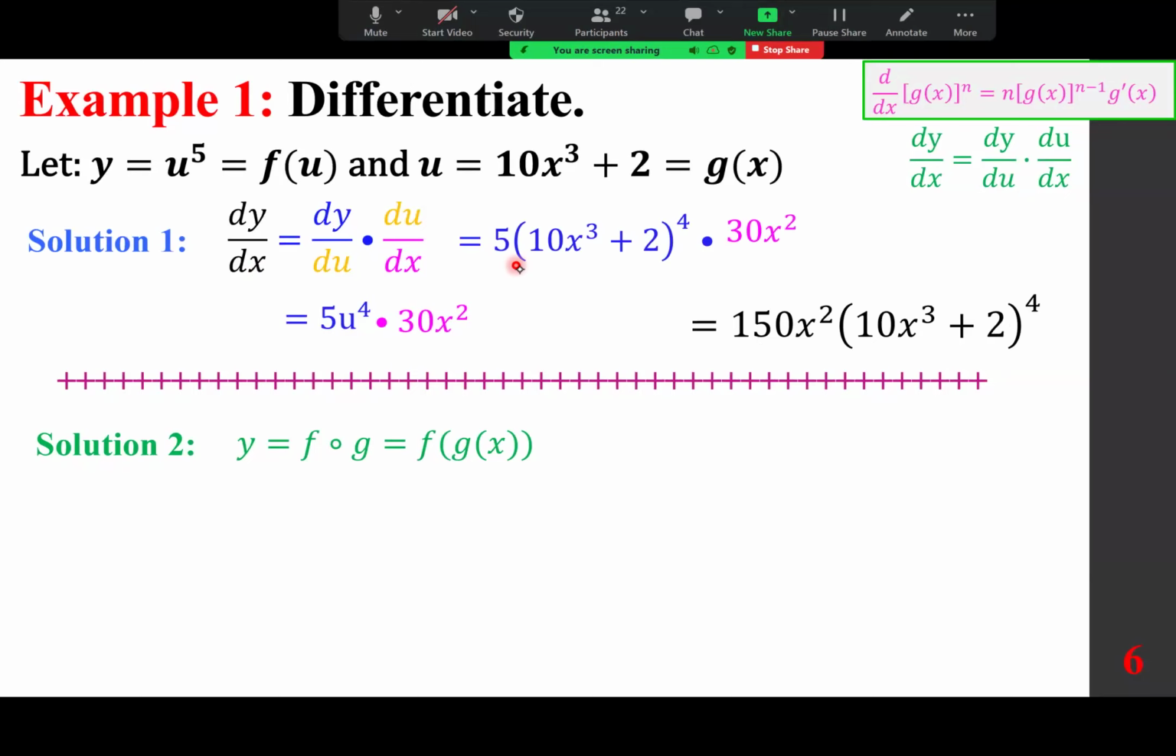The second method is to find the composite function. And it's very easy to find the composite function. What is f of g of x? What is f of 10x cubed plus 2? That's the parentheses 10x cubed plus 2 to the power of 5.